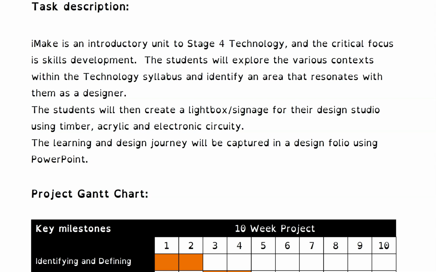So the description of the task: it's an introductory unit where you are going to be developing skills, so it's a fairly structured unit. You'll explore various contexts within the technology syllabus, and then you need to try and find one that resonates with you. An example of that would be, I really enjoy building things, so I might really like the idea of the timber component. Other people might really enjoy cooking and working with food, so they might like the idea of food technology. Other people might really enjoy digital design and coding, and so they might really like digital technologies. It's about understanding all of the subject areas that technology offers, and where your interests lie within that.